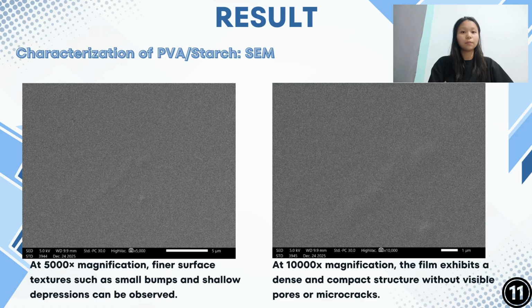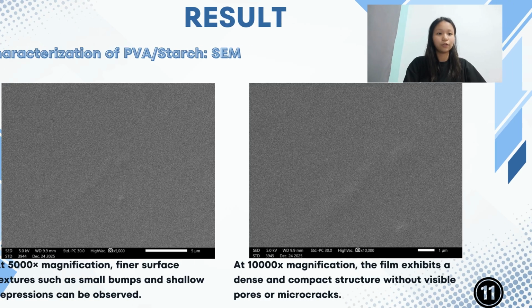At 10,000 magnification, the film exhibits a dense and compact structure without visible pores and micro cracks. This dense morphology confirms strong intermolecular interaction and effective hydrogen bonding, thereby enhancing the structural integrity of the film.